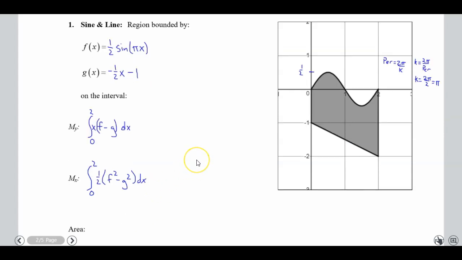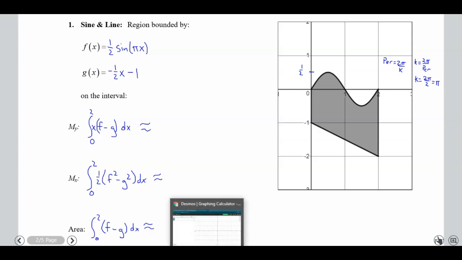And then we'll just scroll down a little bit here. So the area is going to be the integral from 0 to 2 of just f minus g, and then my dx. And we'll go ahead and approximate those. So some space here to approximate these. I've done a couple of videos before on how to do this with the TI-84 or with Desmos. We're just going to use one of those this time.